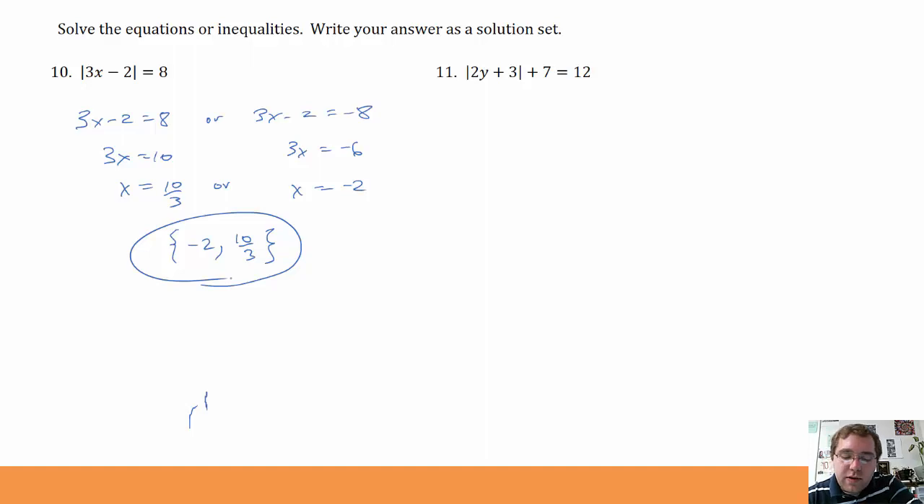The absolute value of 2y plus 3, plus 7, equals 12. Let's move that 7 over first. We have to get that absolute value by itself. We have to isolate it first. So the absolute value of 2y plus 3 equals 5 when we subtract 7 from both sides.